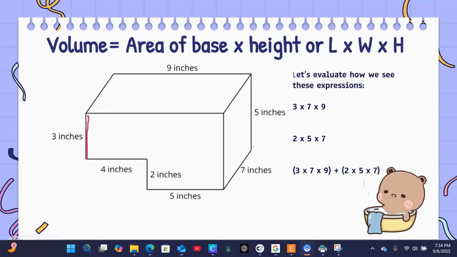So I have 3. This represents length. 7 is going to represent width. Let me change that color. That would be width. And then our height would be another color. Let's make that blue. So they said our height for this one would be 9. So how will we cut our prism? Well, it would be cut like this.